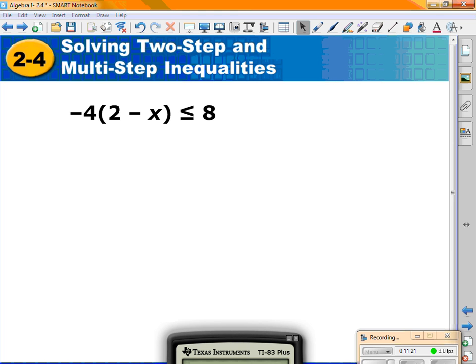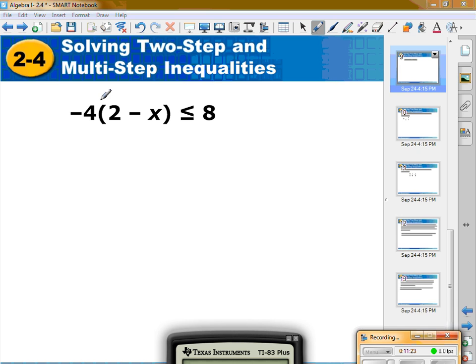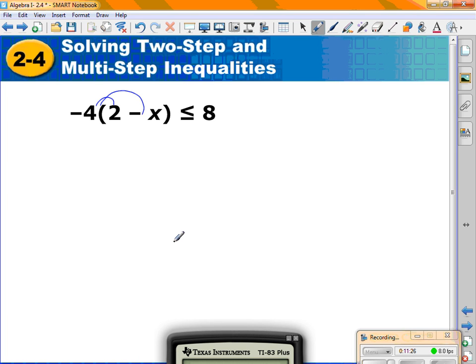Try this one. First thing I'm going to do, I'm going to distribute. What's a negative 4 times a 2? Negative 8. What do I get when I distribute here? Why is it a positive 4x? Negative times a negative is a positive 4x. What do I need to do here? Add 8. It is a common mistake here that you see an 8 here and you see an 8 here and you want to automatically cancel it out. It's a common mistake.